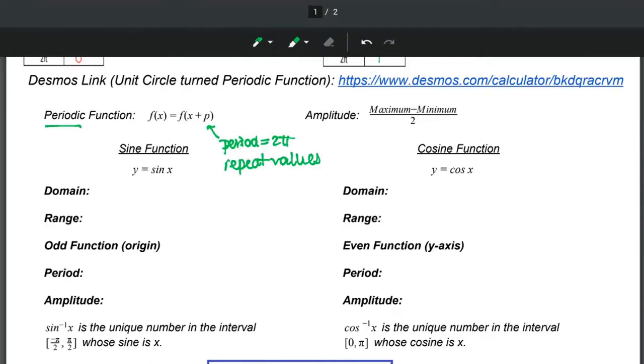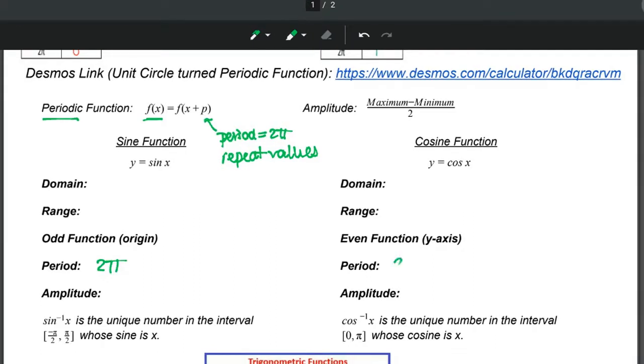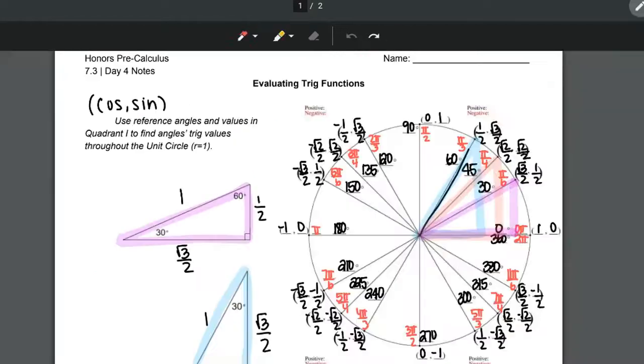And that even if you were to add 1 full period, you will still get the same original function. Our cosine function also has the same period. Let's take a look at our completed unit circle, this time for cosine.